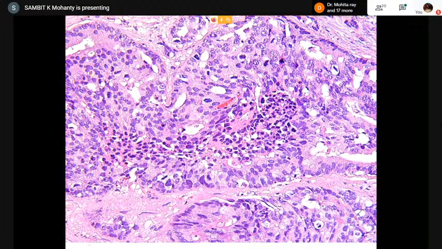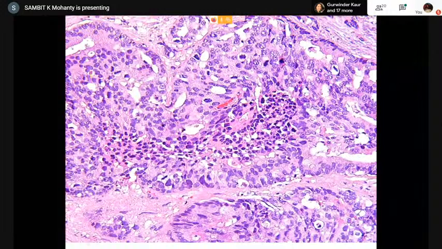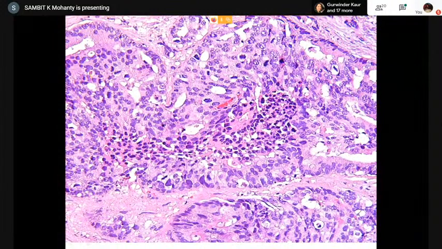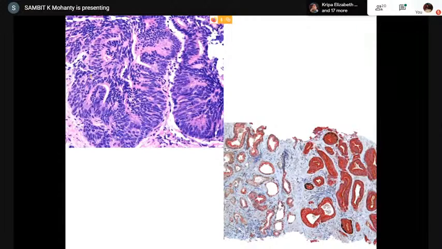And what about this one? This is again cribriform with necrosis. This one is, who is going to tell me what is the diagnosis here? The bottom one is just a racemase stain, so forget about the bottom one. What is there on the top one?